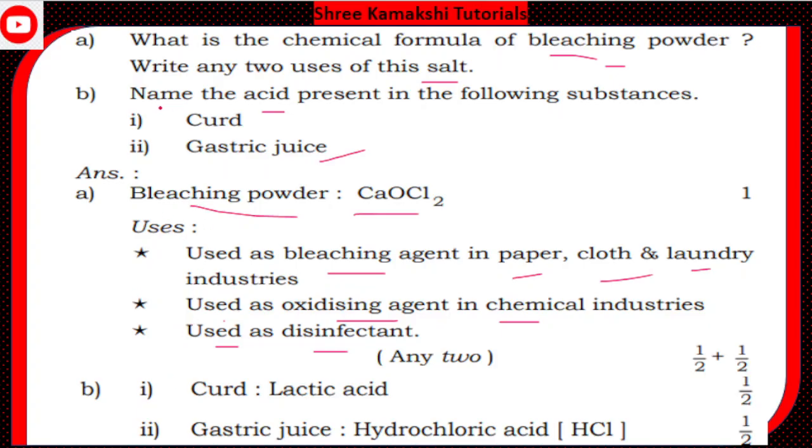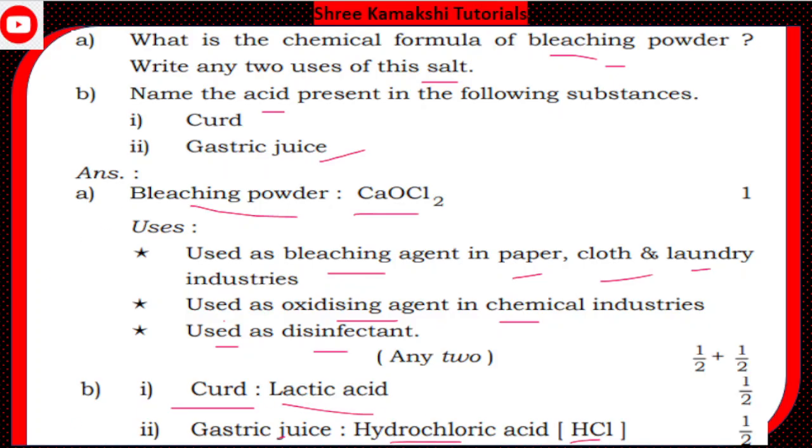And here is the second question: name the acid present in the following substances. Curd, which acid is present in it? Lactic acid. And in the gastric juice, which one is there? Hydrochloric acid, that is HCl.